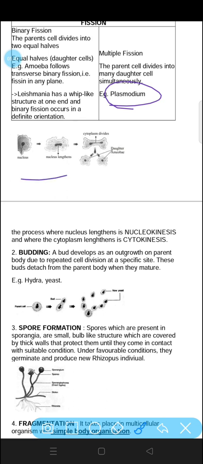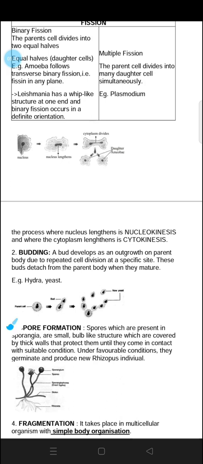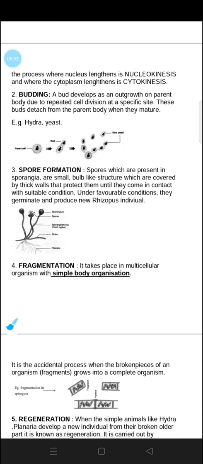Amoeba, we can see the picture. Amoeba reproduces through binary fission. Two daughter cells are produced in the case of amoeba. The process where the nucleus lengthens and separates is called karyokinesis, and the process where the cytoplasm divides is called cytokinesis. Two processes are carried out in cell division. One is karyokinesis, and another one is cytokinesis.